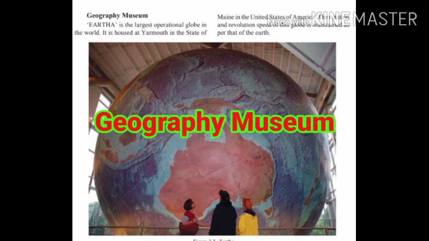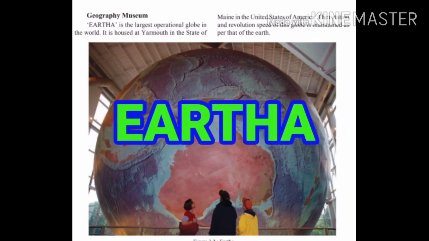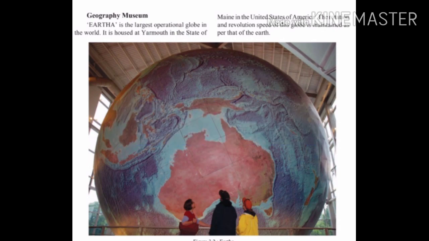Geography Museum: Eartha is the largest operational globe in the world. It is housed at Yarmouth in the state of Maine in the United States of America. The rotation and revolution speed of this globe is maintained as per that of the Earth.